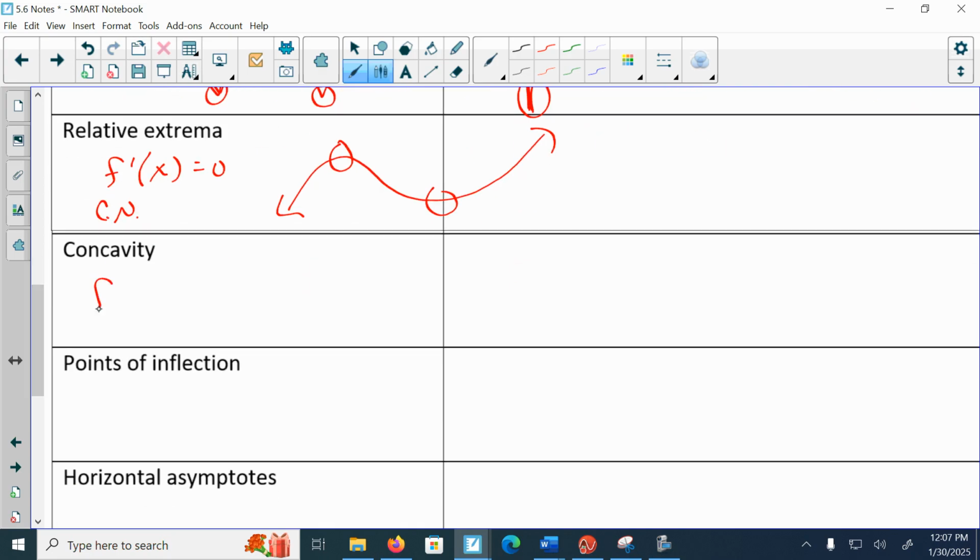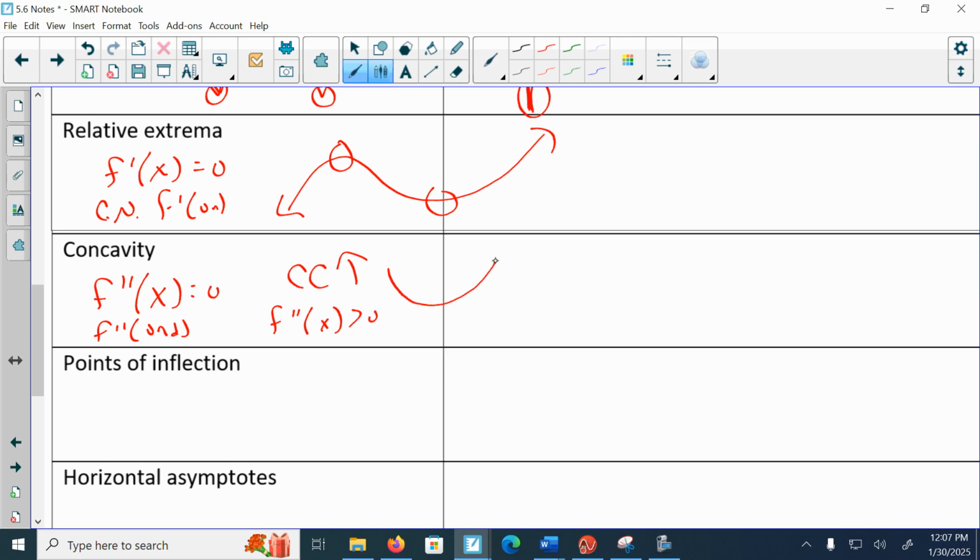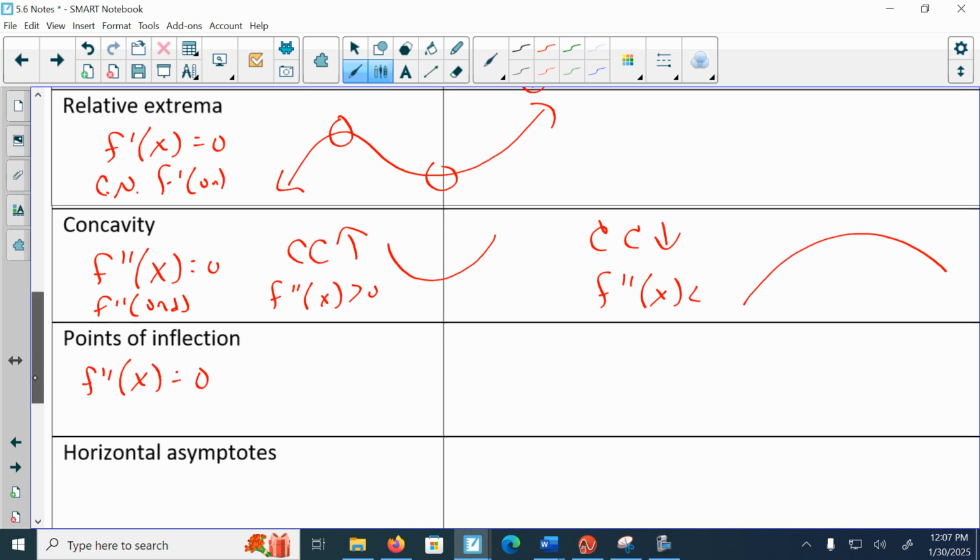Concavity: remember, I find those by finding my hypercritical numbers, setting the second derivative equal to 0 or where it's undefined. And then concavity: if it's concaving up, your second derivative is positive. We just did this, and that means you're scooping up. If it's concaving down, your second derivative is negative, and it's sort of scooping down like that. Points of inflection are also where your second derivative is equal to 0.